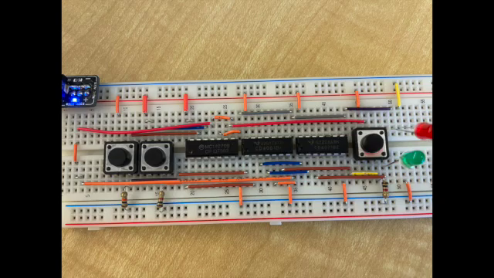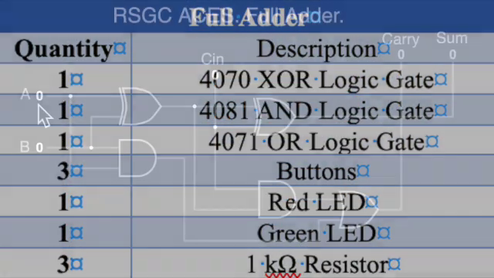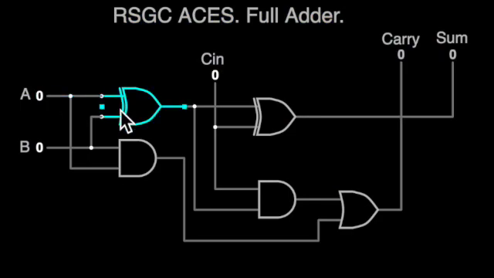The next circuit is the full adder. The full adder consists of all the parts on this table. So a full adder is basically just a half adder with an extra carry-in input. If you put 1, you still get 1 with the XOR here. If you put 2, you still get 2 with the OR gate here.